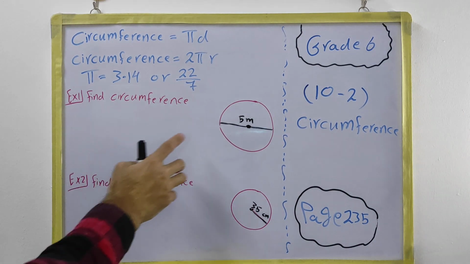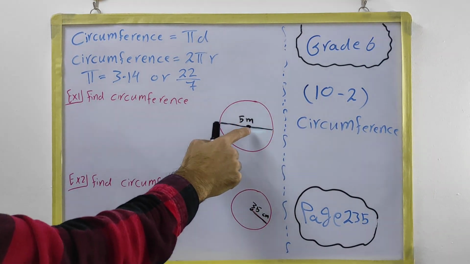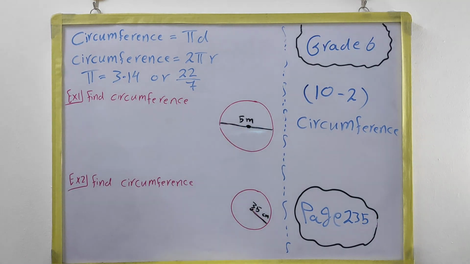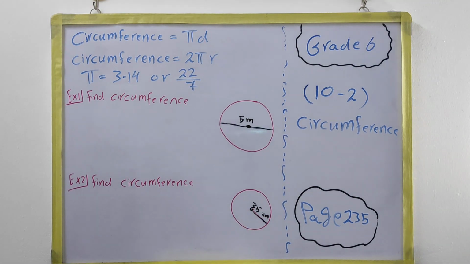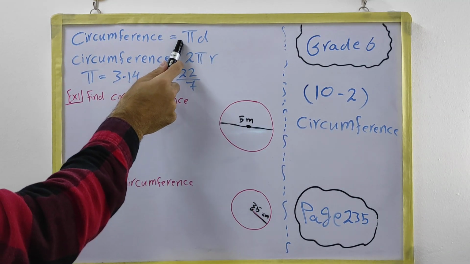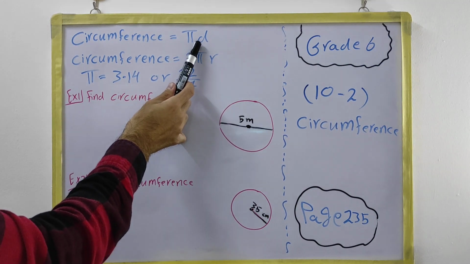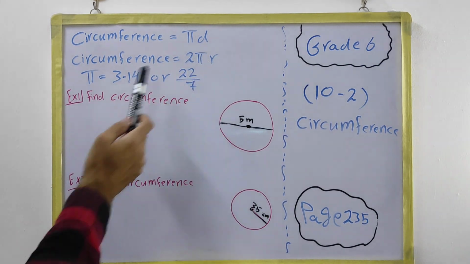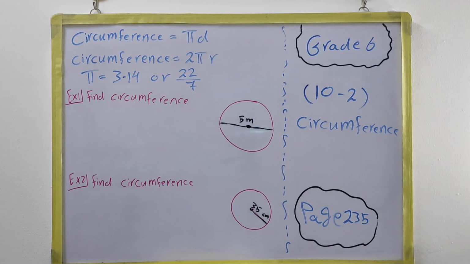We studied before that the diameter is a line from one side of the circle to the other side which passes through the center, and the radius is from the center to the circle. If radius is given, we use 2 pi r. If diameter is given, we use pi diameter. They are the same because diameter is 2 multiply r. Diameter is double the radius, twice as radius.